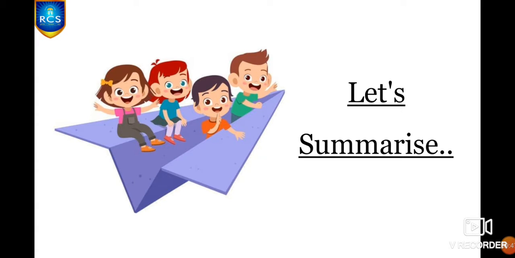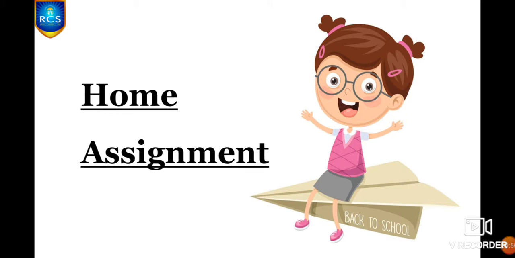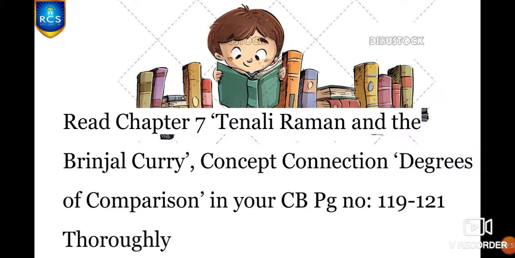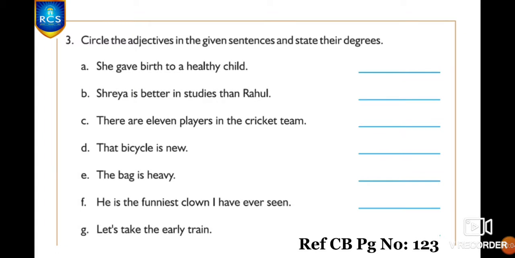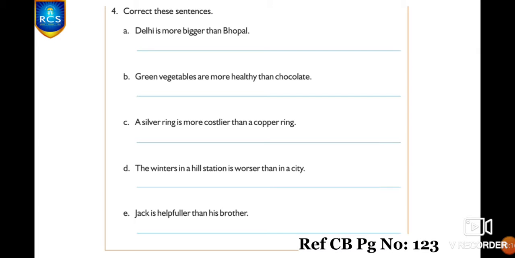Yes, and children, read the concept connection thoroughly, and after that you have to complete the home assignment for today's session. Read chapter 7 Tenali Raman and the Brinjal Curry concept connection degrees of comparison in your concept book thoroughly. And after reading that you have to complete the third question in practice zone 2, that is, circle the adjective in the given sentences and state their degrees. And the fourth one, correct these sentences. They have given sentences and there are some errors in it. You have to correct and write them in the correct proper order.